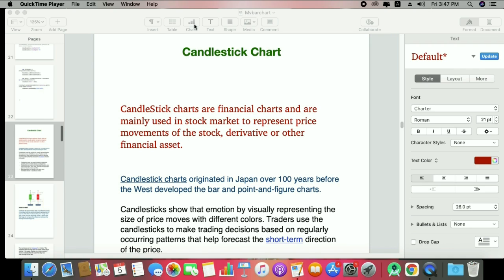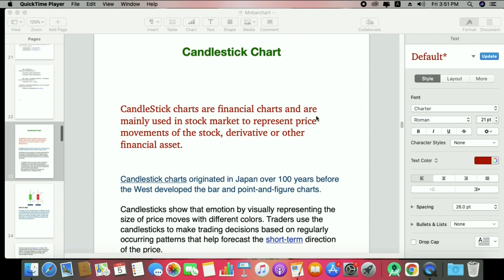So let us start, but first we have to learn some theory about the candlestick. So let's see. Okay, so if we discuss the candlestick chart, how we can use it or implement it, first, where do we use it.